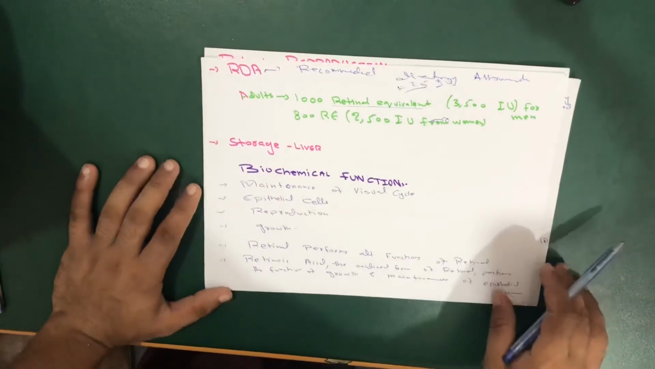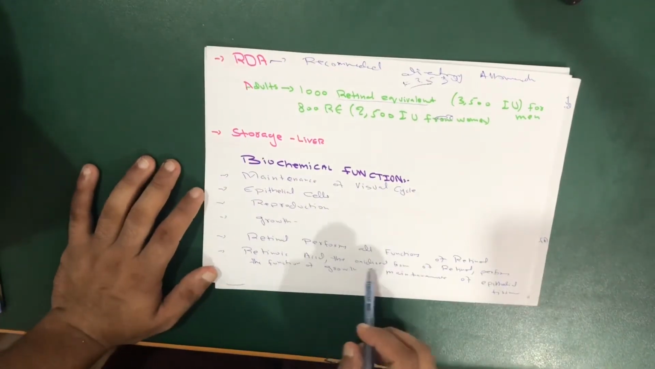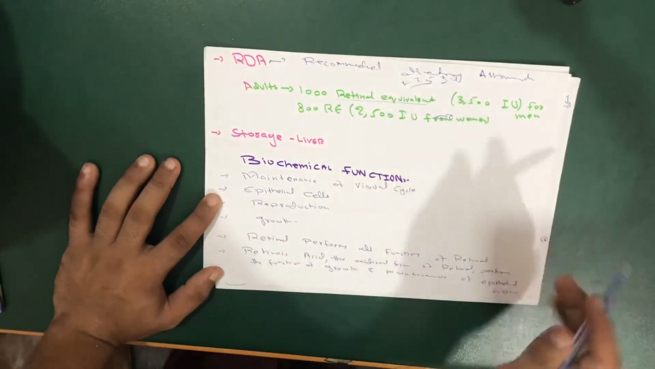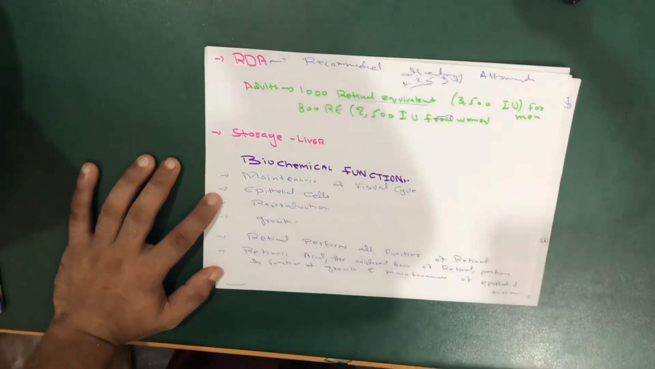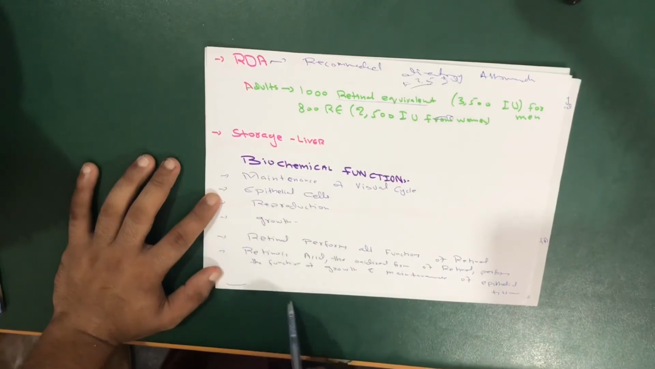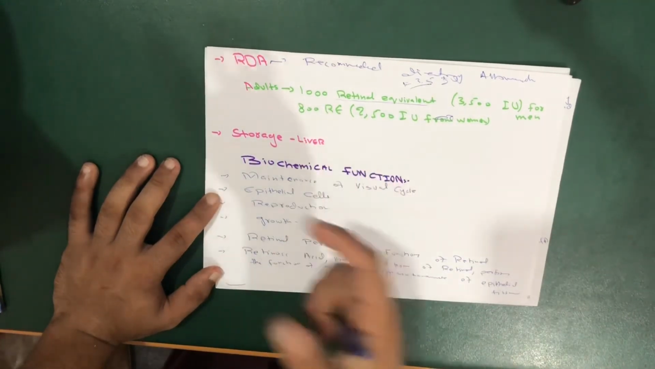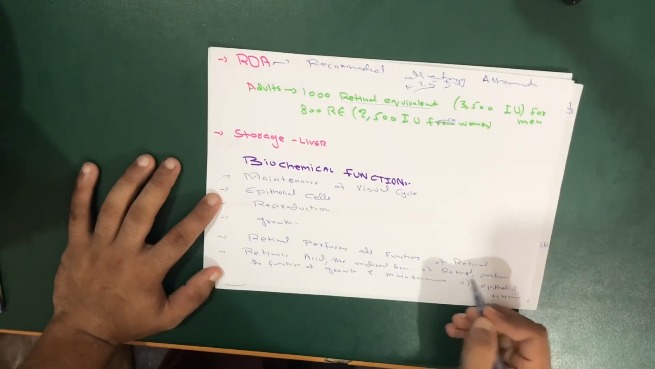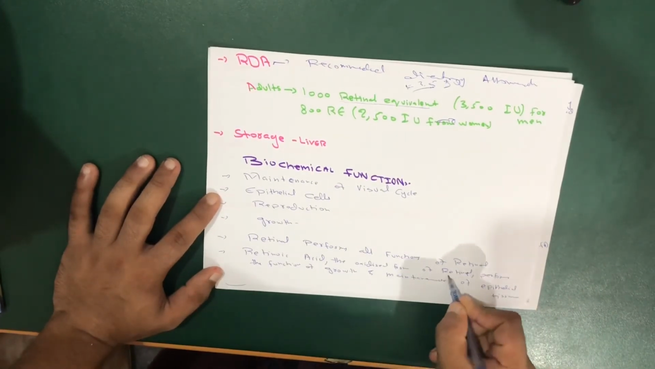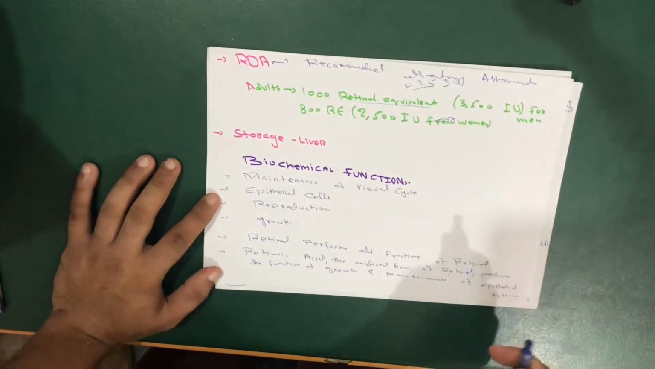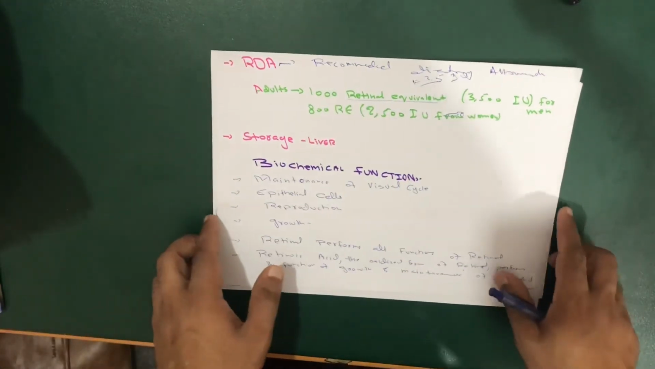If you're having an exam, it will help a lot. Retinol performs all functions of retinol. Remember this one. Retinol performs all functions of retinol, regardless of being an aldehyde, because these are both interconvertible. But retinoic acid, which is the oxidized form of the aldehyde retinol we have just discussed, performs the function of the growth and maintenance of epithelial tissue. All right.